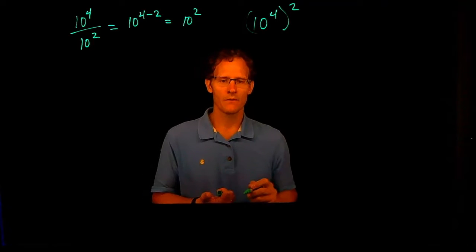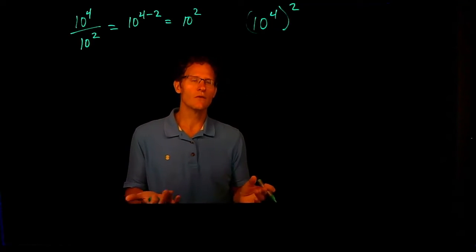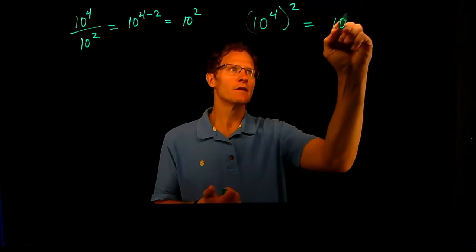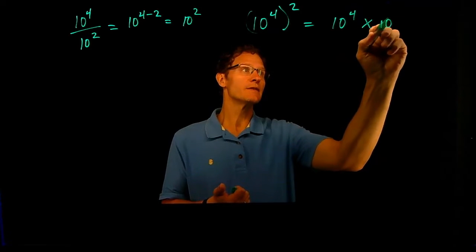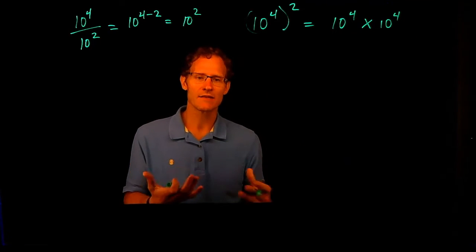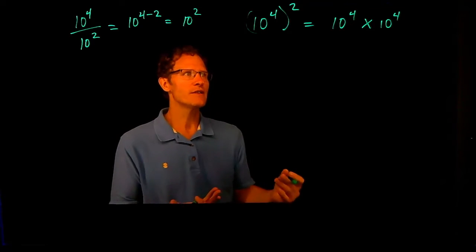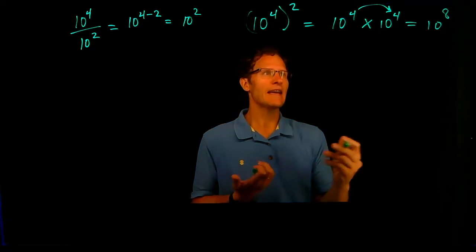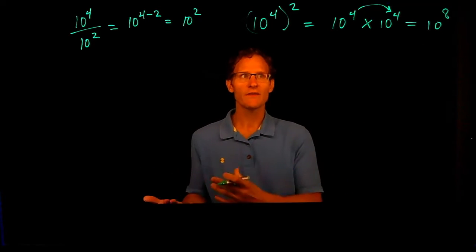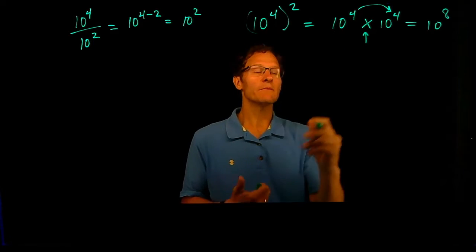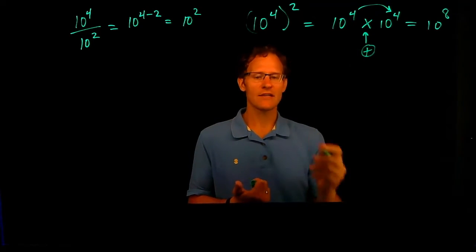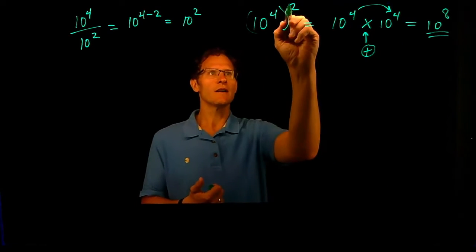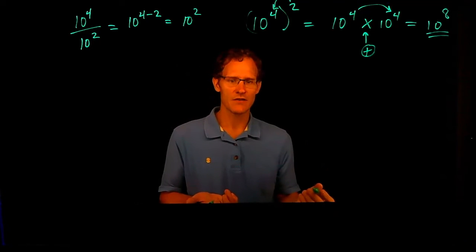Okay? So in this case, we have 10 to the fourth squared. And we know this equals 10 to the fourth times 10 to the fourth, right? That's what squaring it means. So what you'll notice here is that we have 4 plus 4, equal 10 to the 8th, right? So using the rules we learned in the previous video of multiplying exponents being an addition, we have 4 plus 4 giving us 10 to the 8th. What you'll notice here is that 8 is 4 times 2.